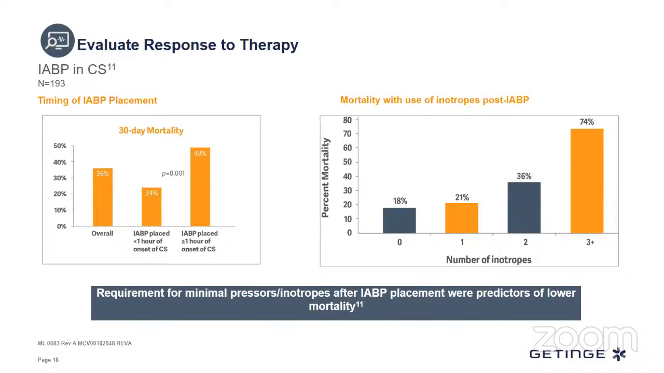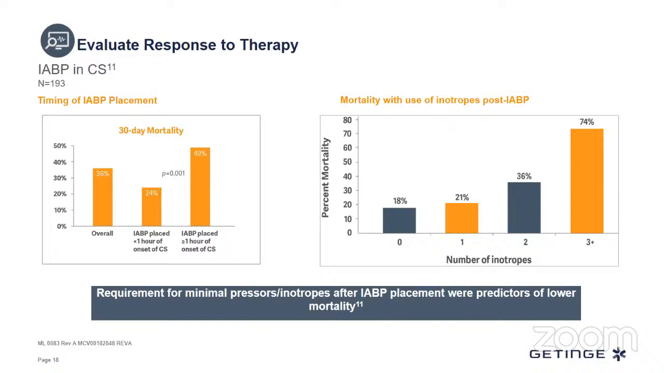And it looked at the role of balloon pumps with cardiogenic shock, both acute coronary and non-acute coronary syndrome. They hypothesized that timely use of balloon pump in early stage of shock would improve outcomes, and the overall mortality was 36%. However, when a balloon pump was placed within the first hour of onset of shock, mortality was 24%, and increased almost 50% in the latest stages of shock.